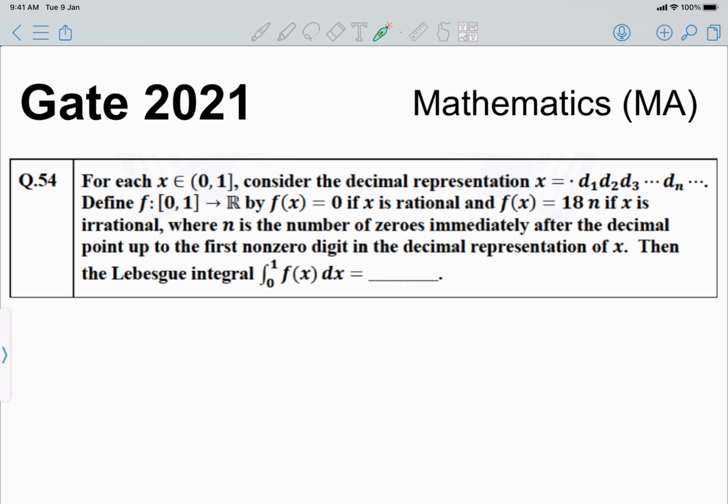So today we'll solve a GATE 2021 question. This is a question from real analysis. This is question number 54.